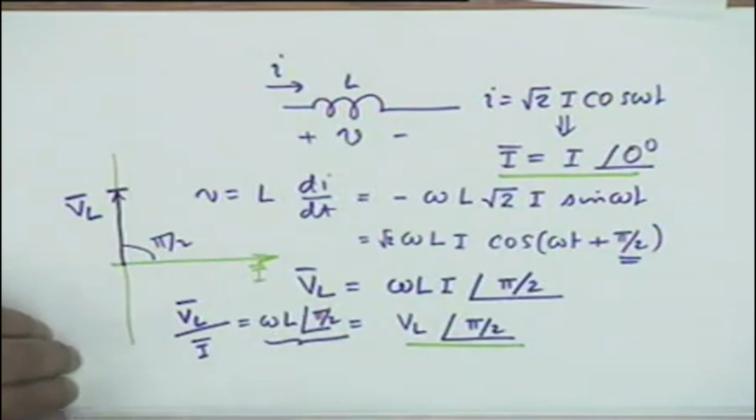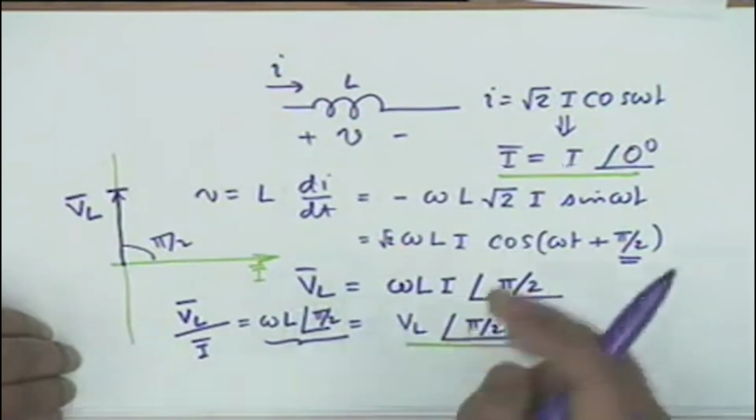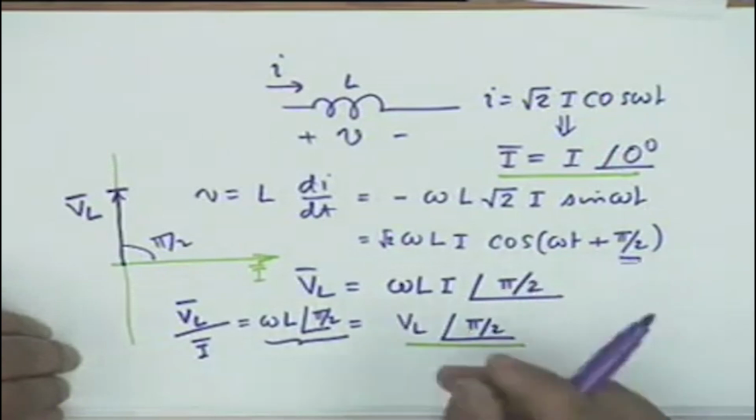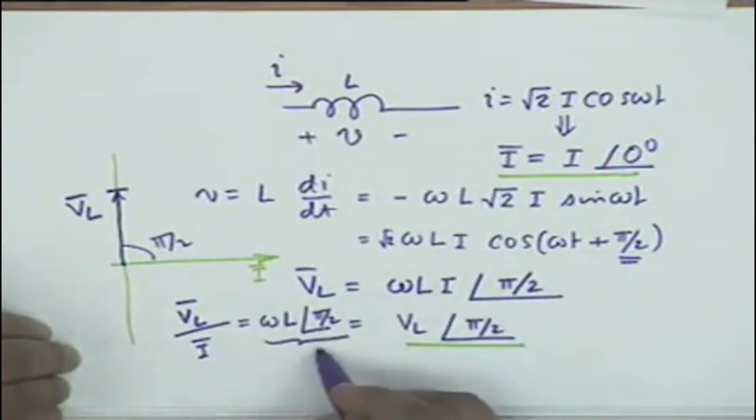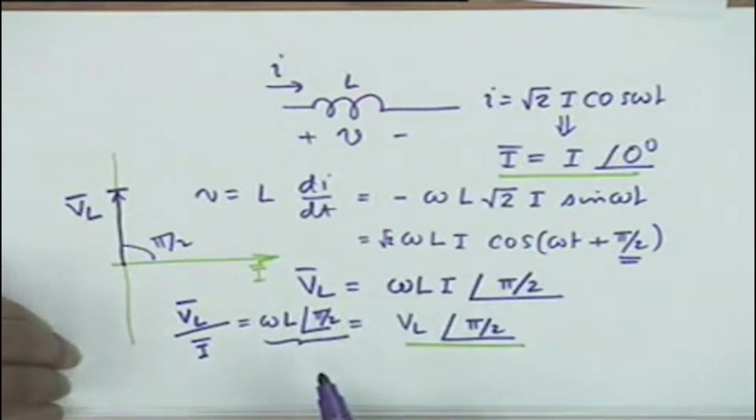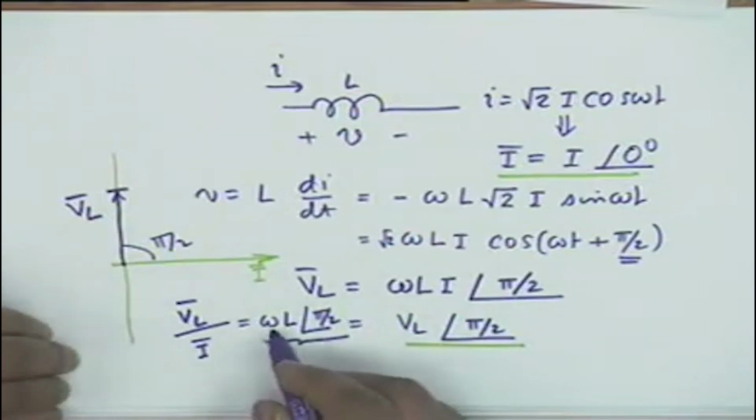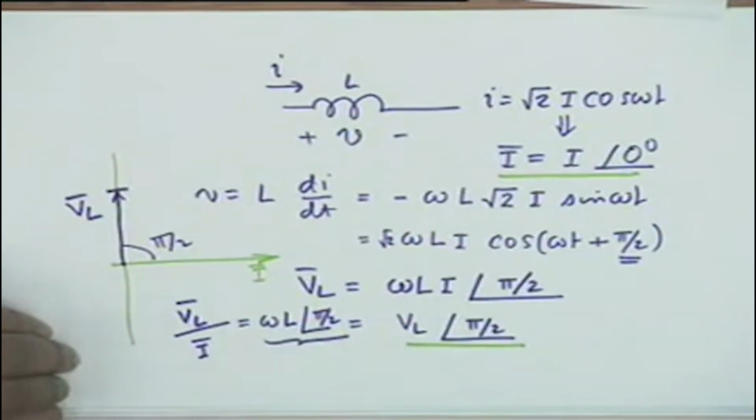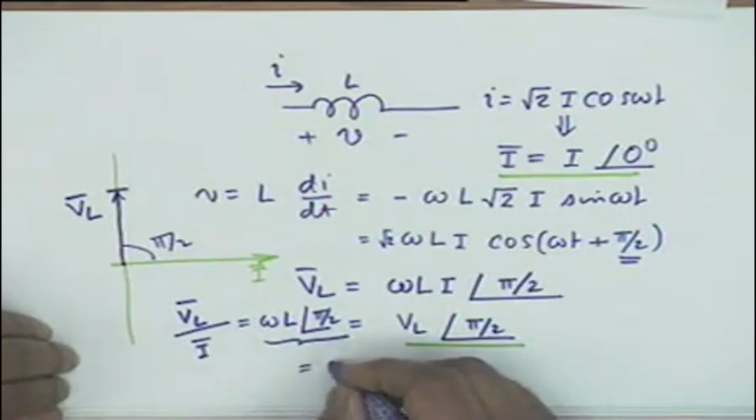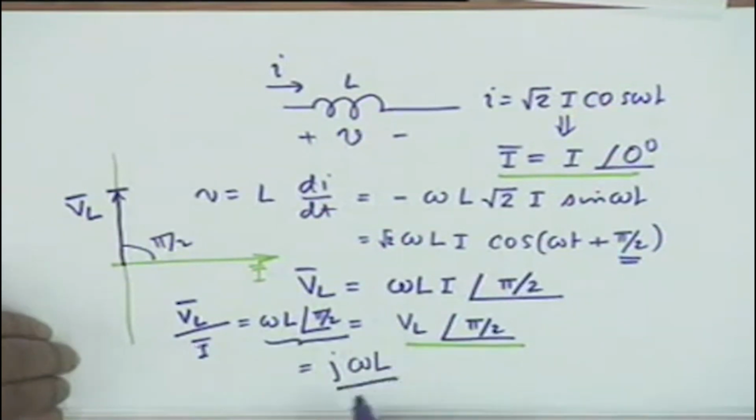A phasor is used to transform a time domain quantity into the complex number domain. Now, corresponding to omega L, there is no time domain quantity. So, this is simply a complex quantity whose magnitude is omega L and angle is pi by 2. What is such a complex quantity? Obviously, it is j times omega L. The magnitude is omega L and the angle is 90 degrees. That is why it is purely imaginary, j times omega L.